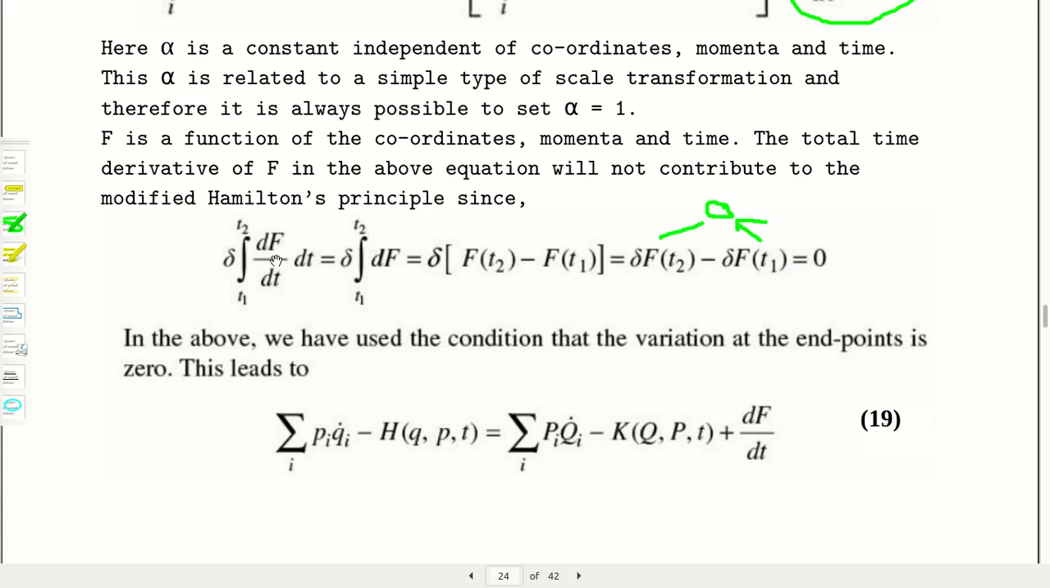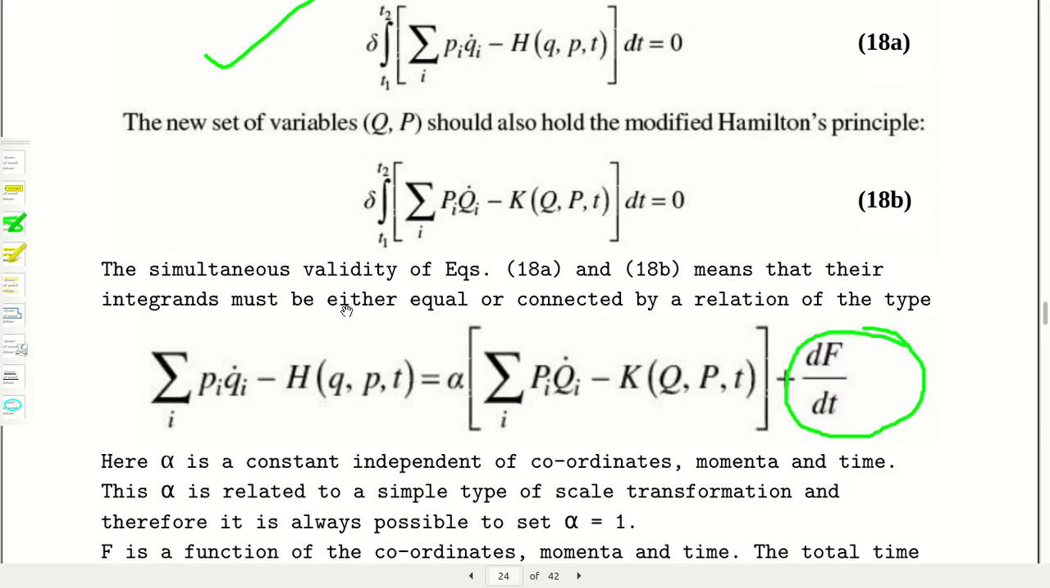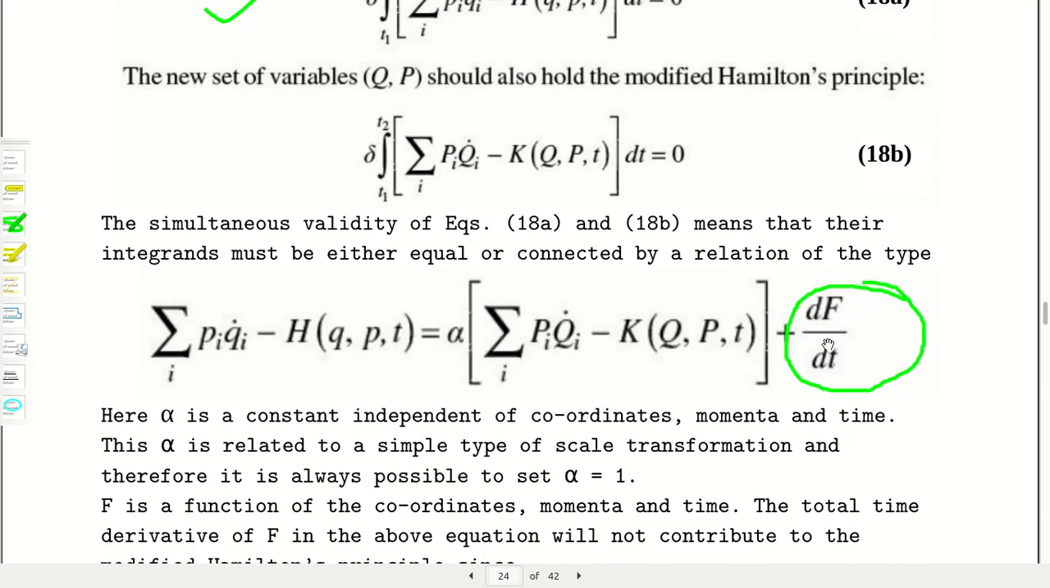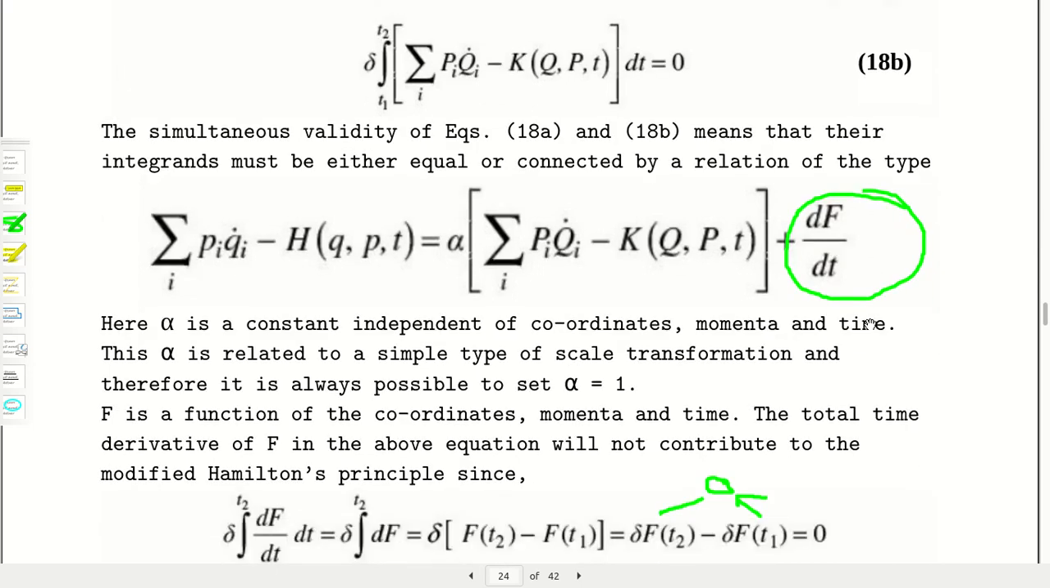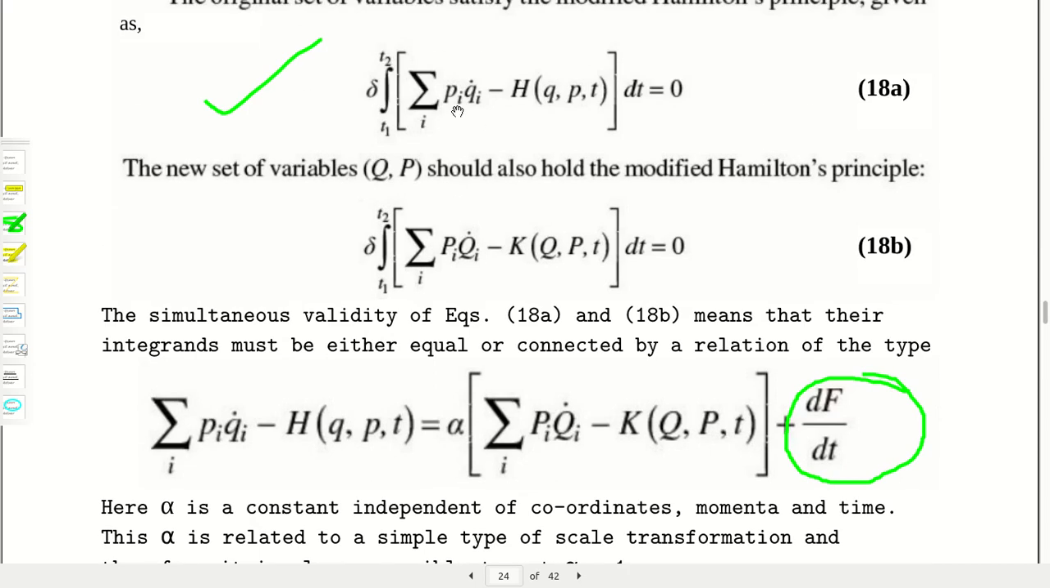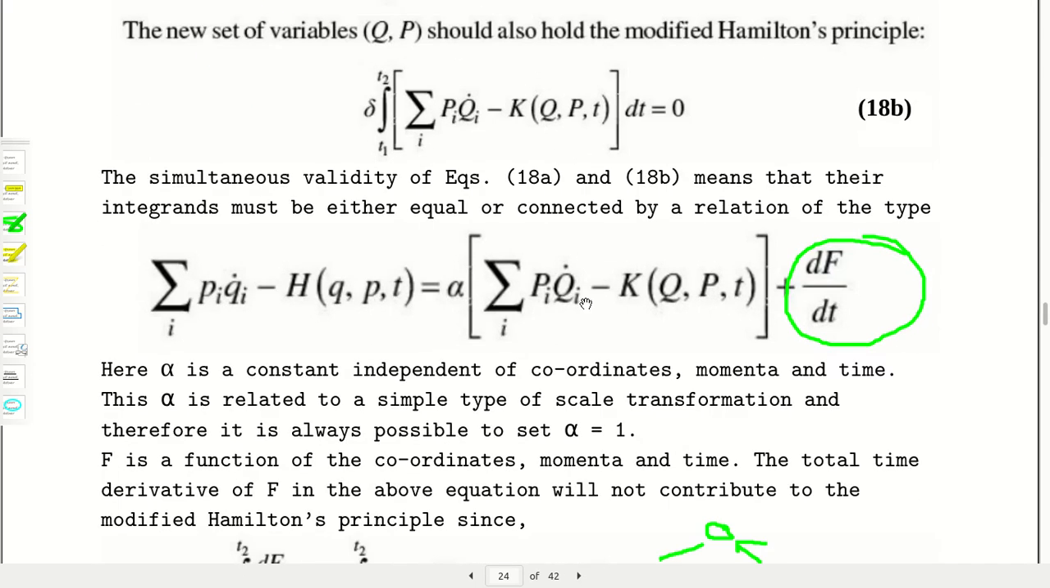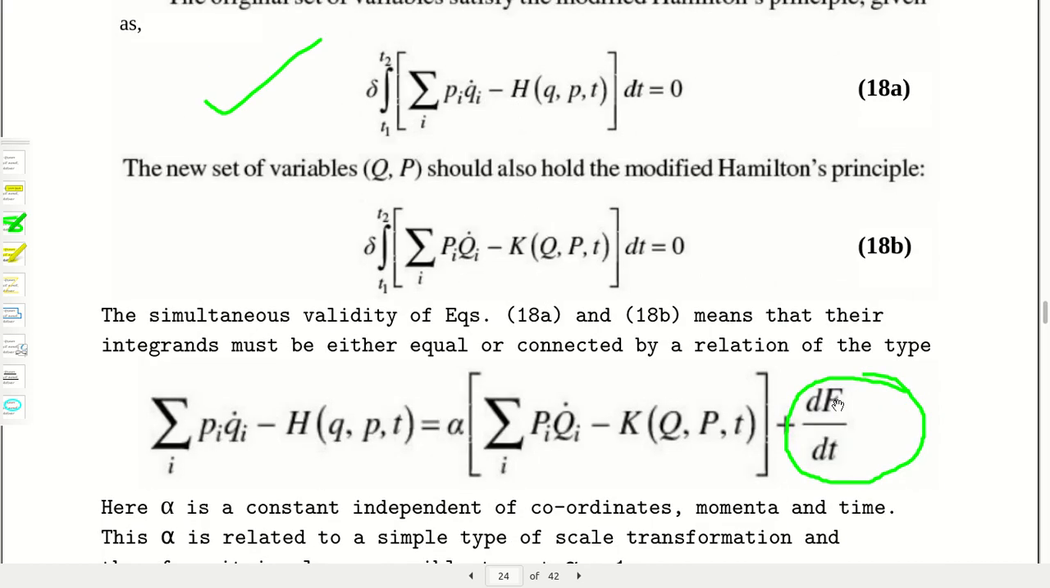So the time derivative of any function doesn't make any difference to the variational equation of type 18a or 18b, then we can add it in either the left hand side or the right hand side. In our description it is at the right hand side. So this is the complete general relationship between these two integrands. One can think the most general relationship between two integrands is like this.